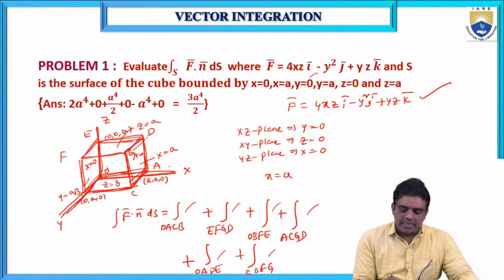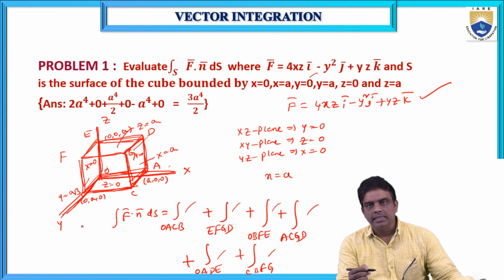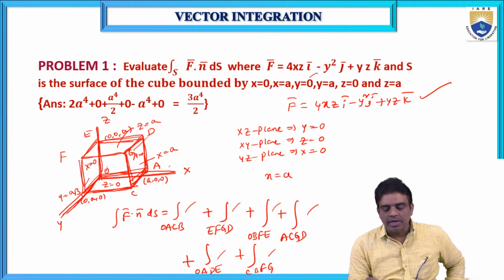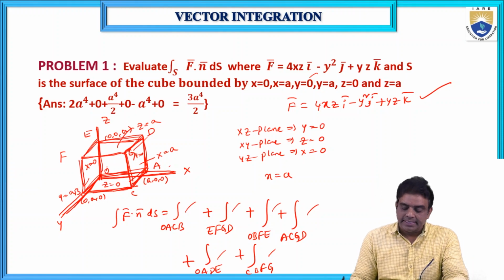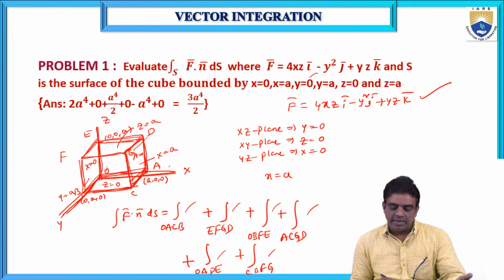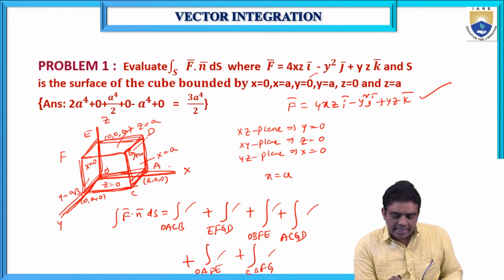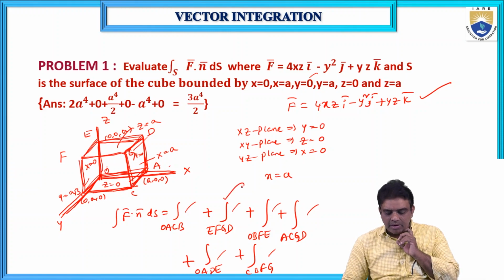This is x equal to 0 and x equal to a, y equal to 0 and y equal to a, and similarly z equal to 0 and z equal to a. There are 6 surfaces, and you have to find the surface integral over all of them. First I will consider OA, EDGF. This is EDGF. You can do it in any order.